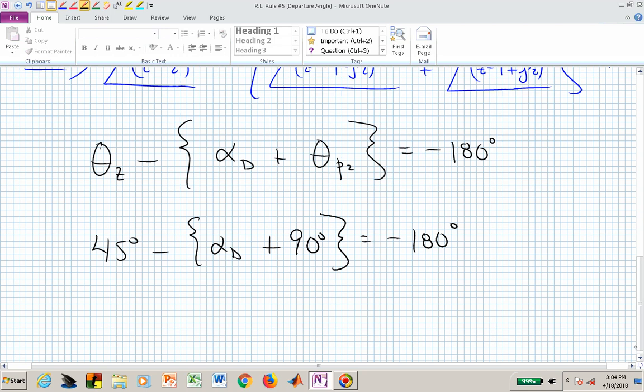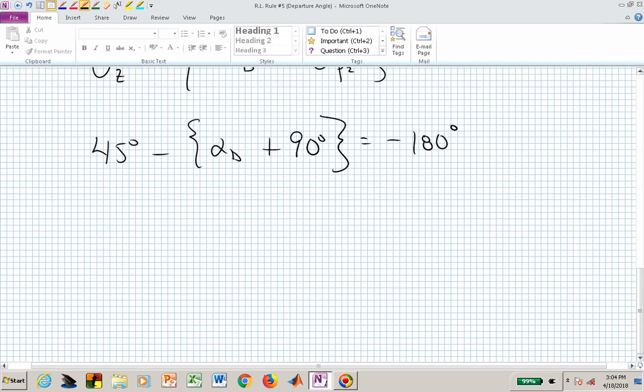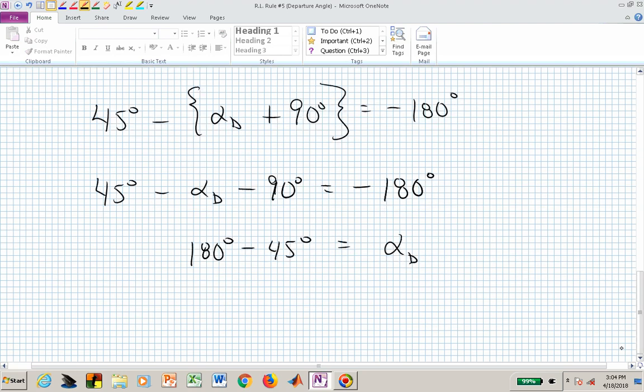We now have, algebraically, 45 degrees minus alpha sub d, and I just emphasized algebraic, minus 90 degrees is equal to minus 180 degrees. We now have alpha sub d equaling 180 degrees minus 45 degrees, or alpha sub d is equal to 135 degrees.